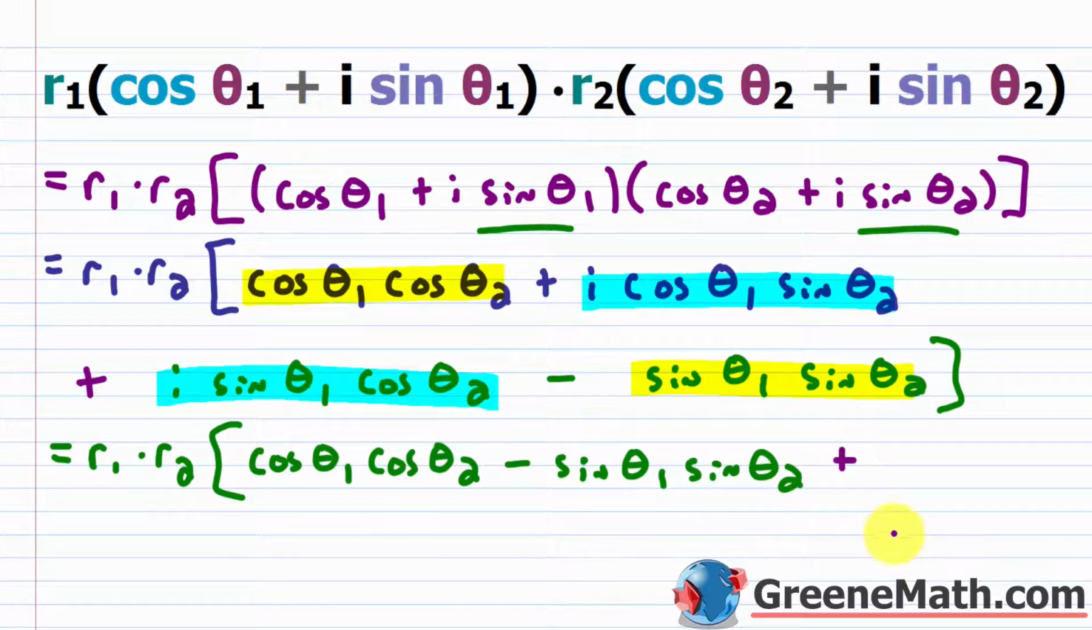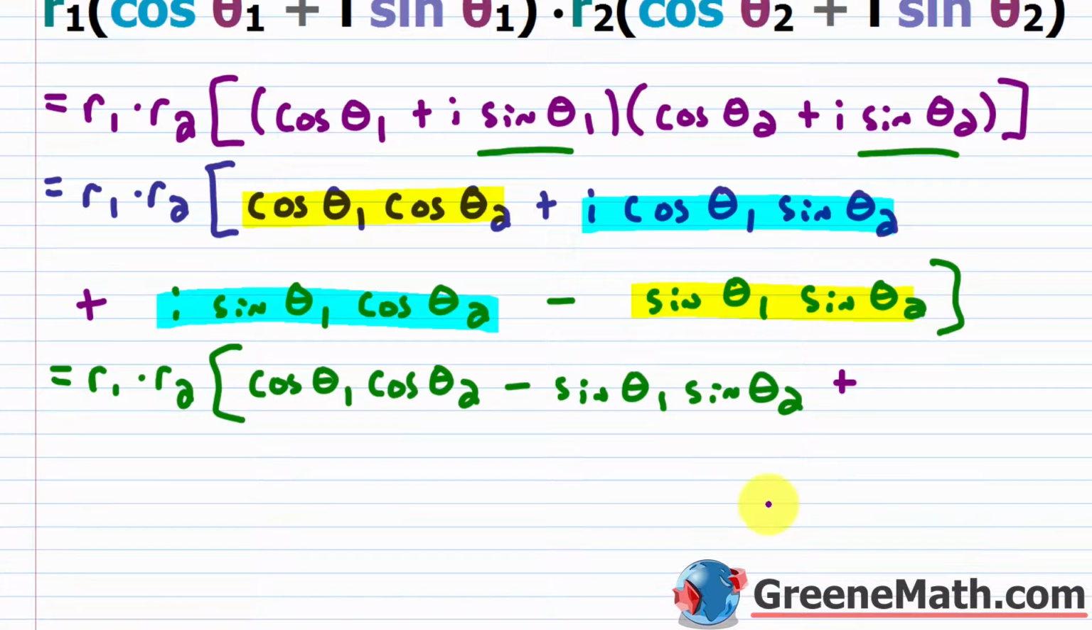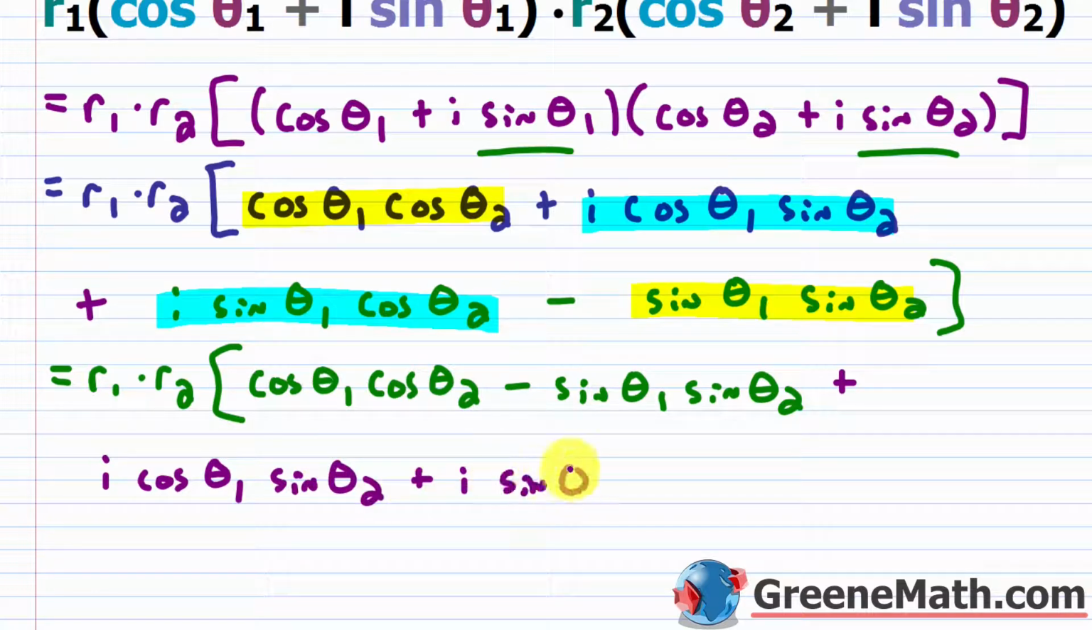And then we'll go ahead and say plus, let me scroll down and get a little bit of room here. I'll say i times the cosine of theta sub 1 times the sine of theta sub 2. And then I'm going to put plus, I have my i times the sine of theta sub 1 times the cosine of theta sub 2. Okay, so let me close the brackets there.